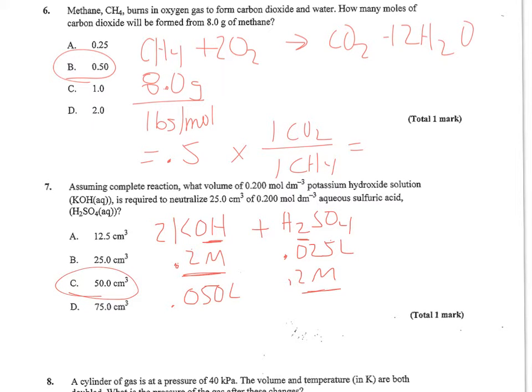I could change it to molar amounts and get the same answer, or the quick solution here is to realize there's the same concentration. So assuming you had 1 hydrogen for 1 OH, it would be the same volume, but since I need 2-to-1, I would need double the volume.